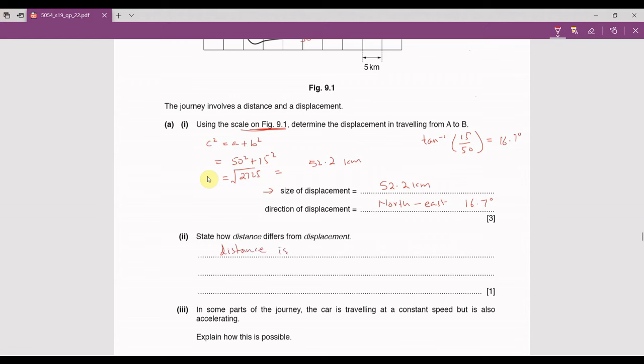Distance is a scalar, only has magnitude, or you can say size. Displacement, on the other hand, is a vector, has both magnitude and direction.